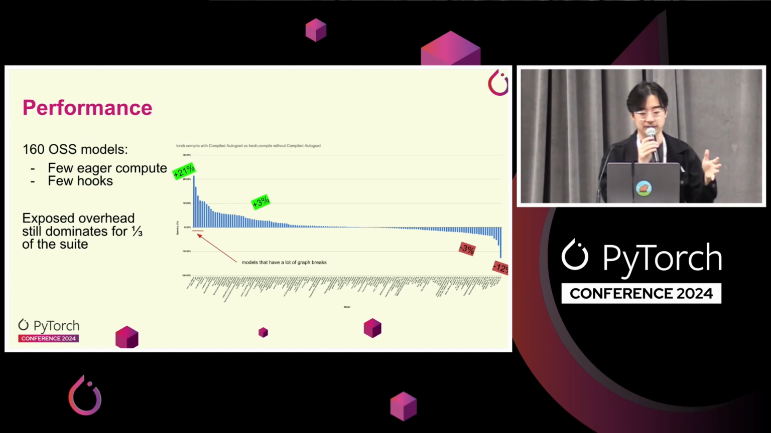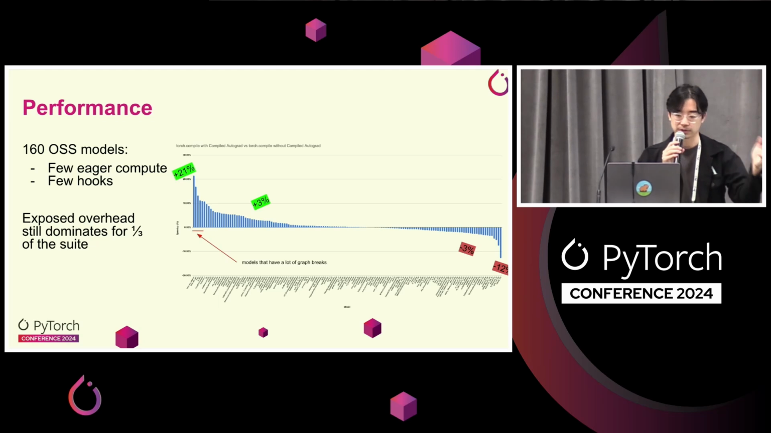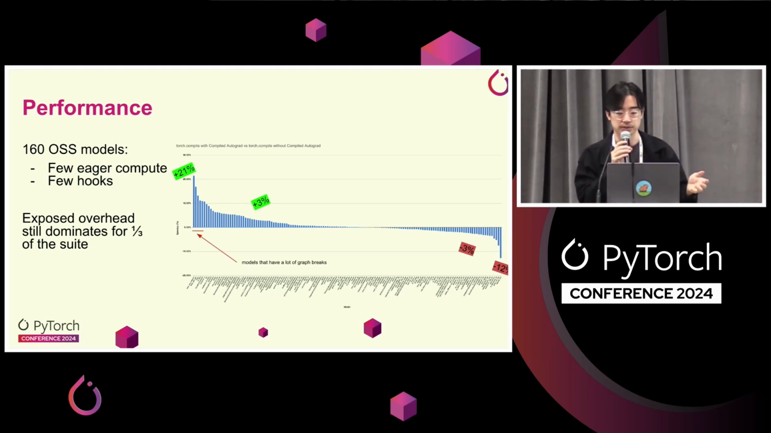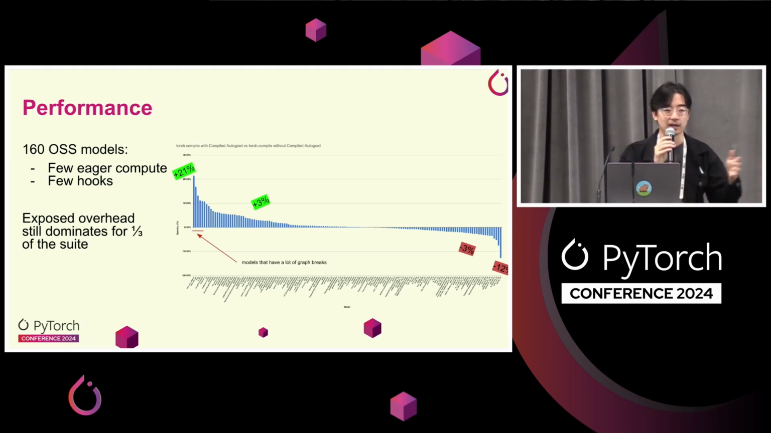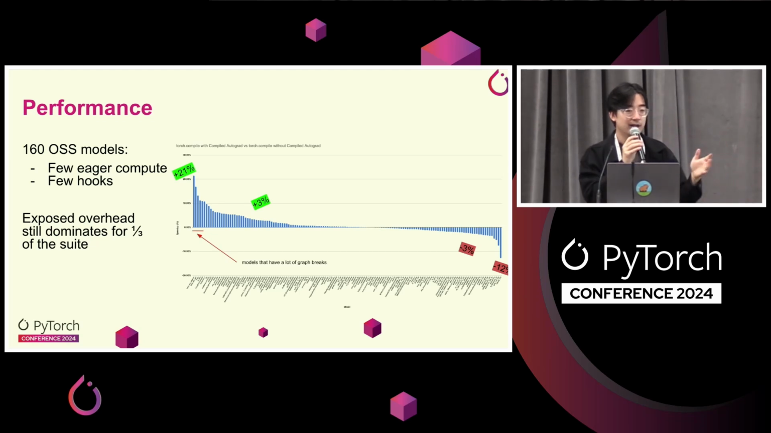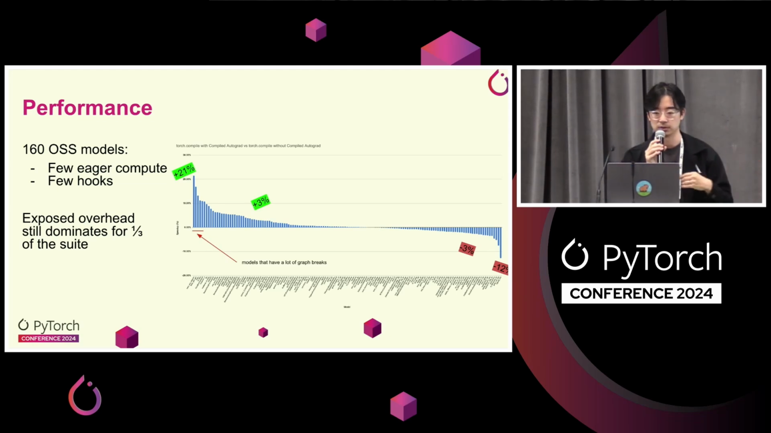On the left-hand side, you can see there are a few models that have a lot of graph breaks, in which case compiled Autograd would let you get a larger graph and better fusions. In this case, we could see improvements of up to 21% compared to regular Torch.Compile. On the other hand, on models that would not have any eager compute left, you're actually just paying for overhead for no reason, in which case we see regressions of up to 12%.